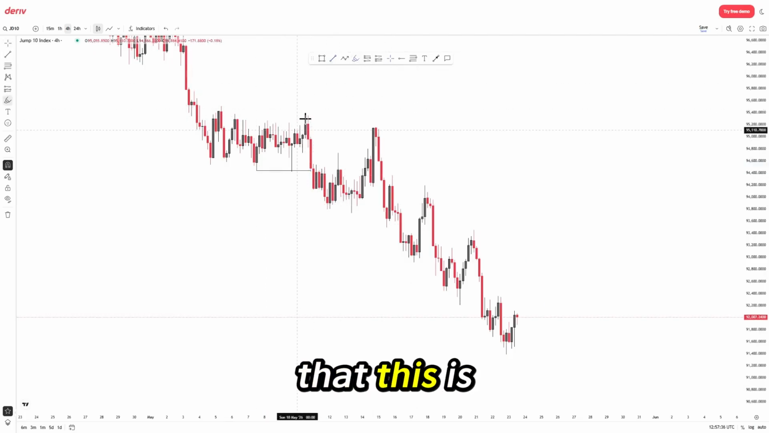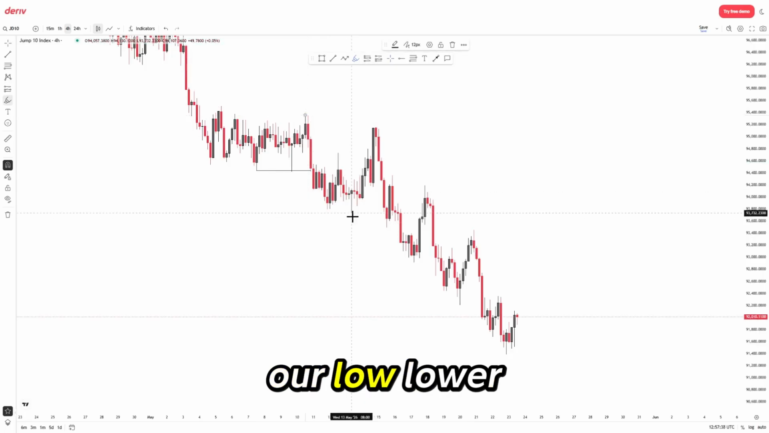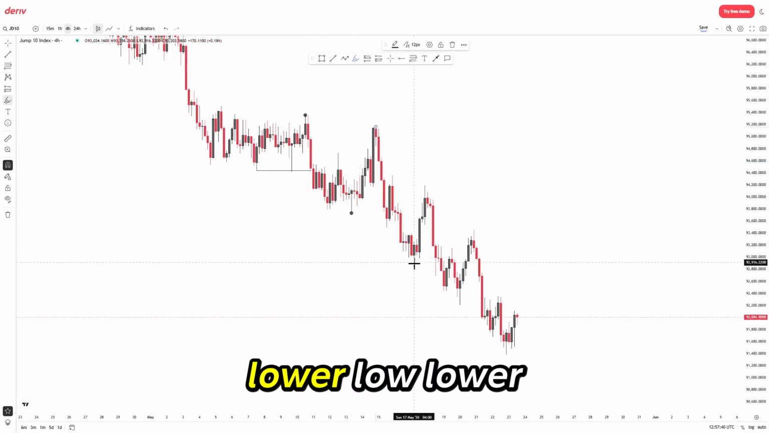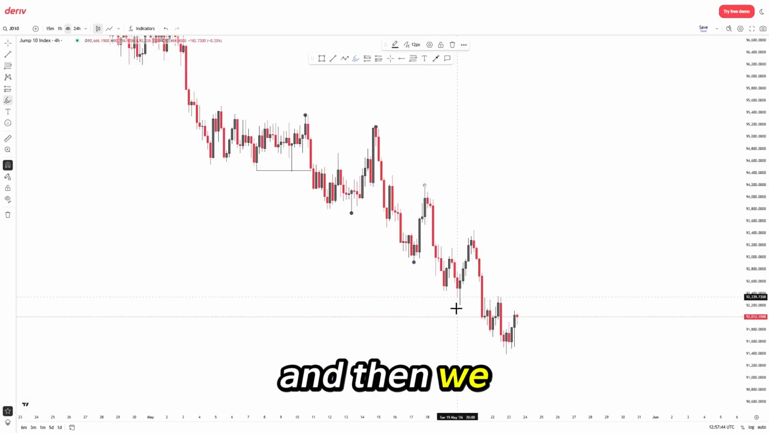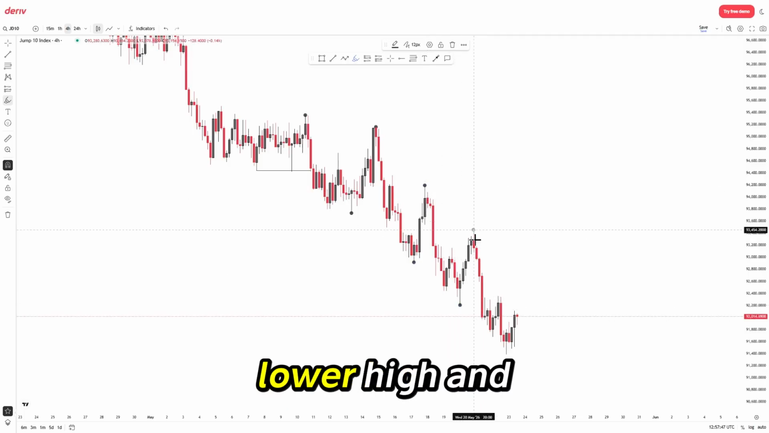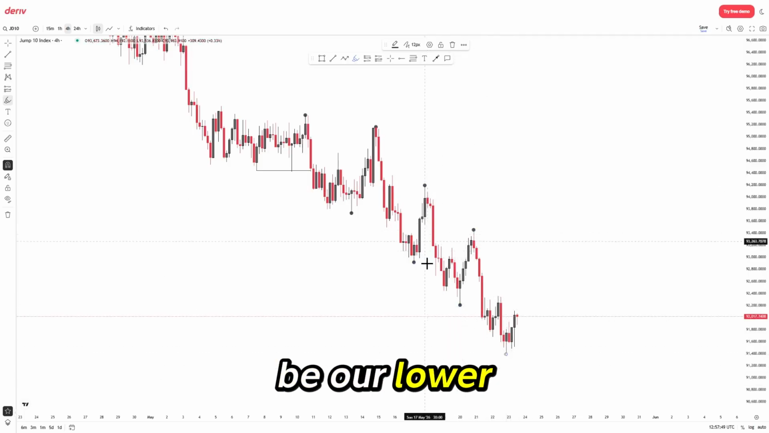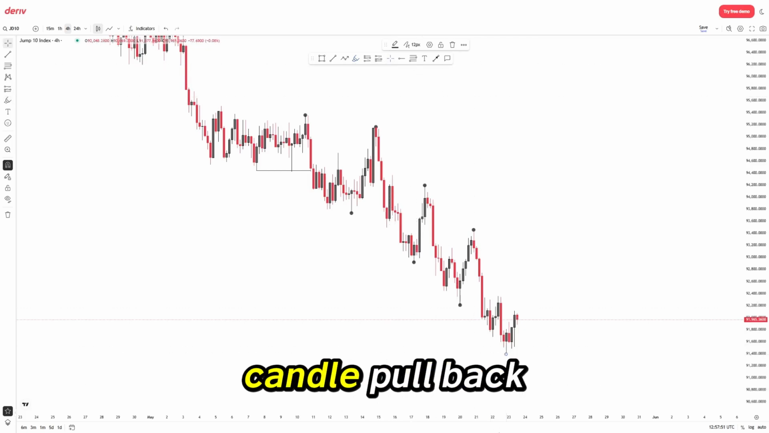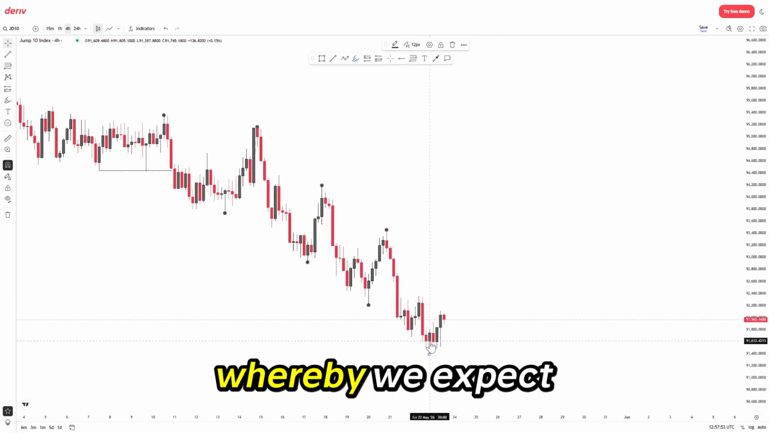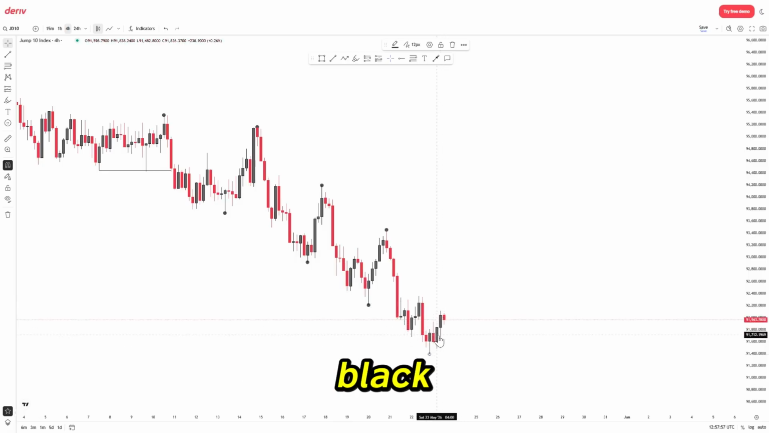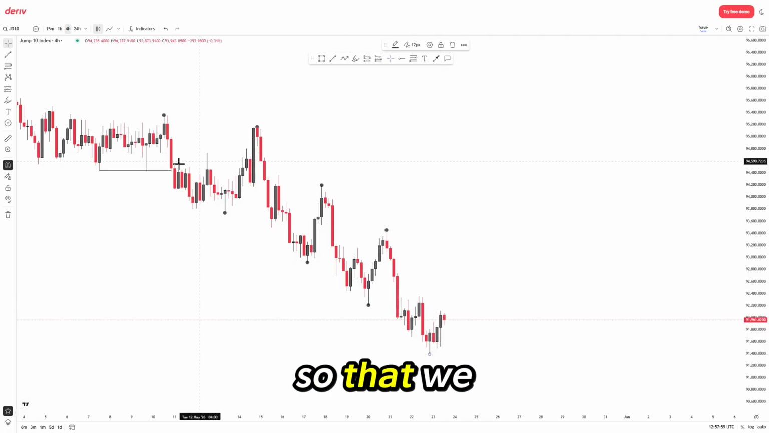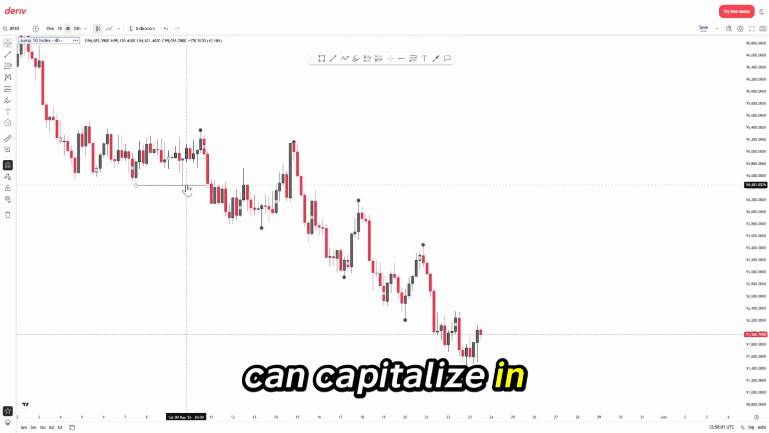which means that this is our high, our low, lower high, lower low, lower high around here, and then we have a lower low, lower high, and then this should be our lower low, just because we use the 3 candle pullback rule, whereby we expect the market to pull back with 3 large candles that are black, as you can see right there, so that we can capitalize on those sells now.